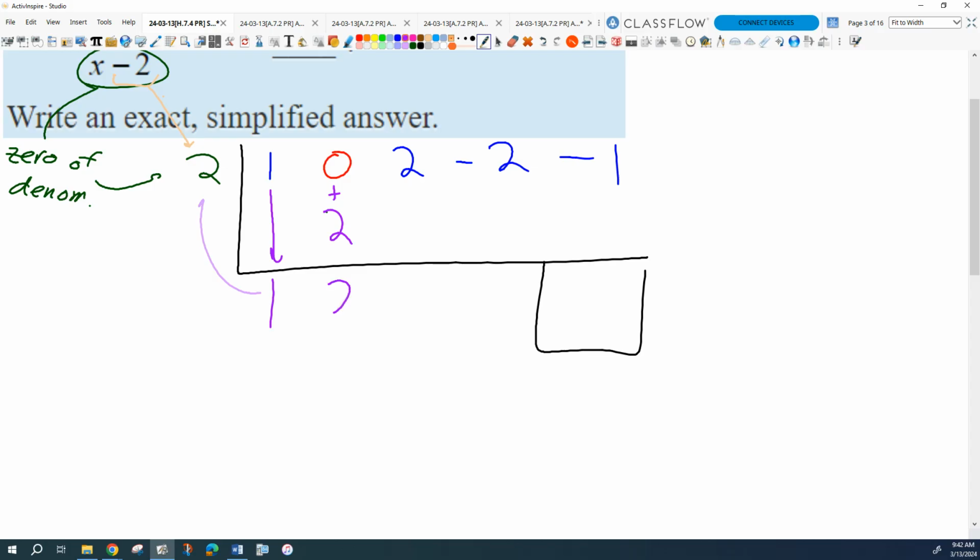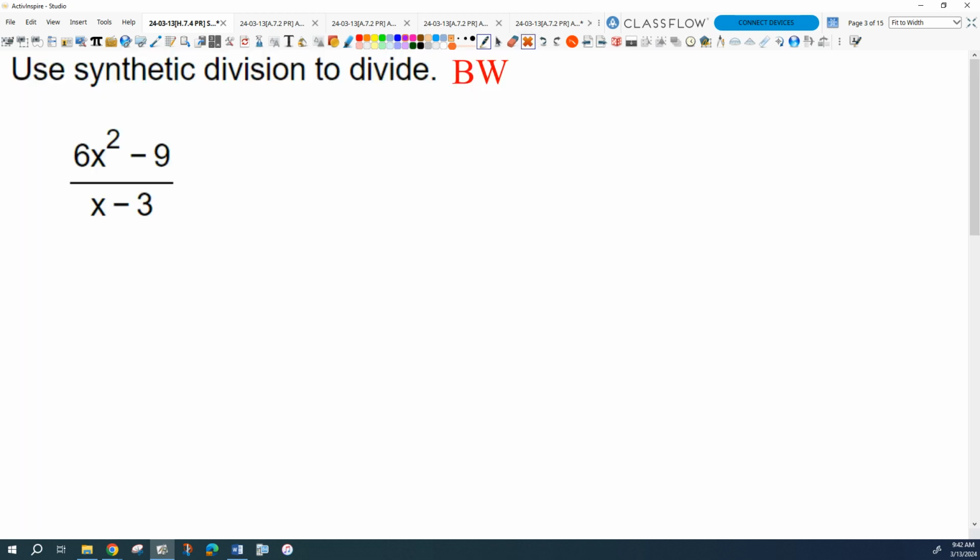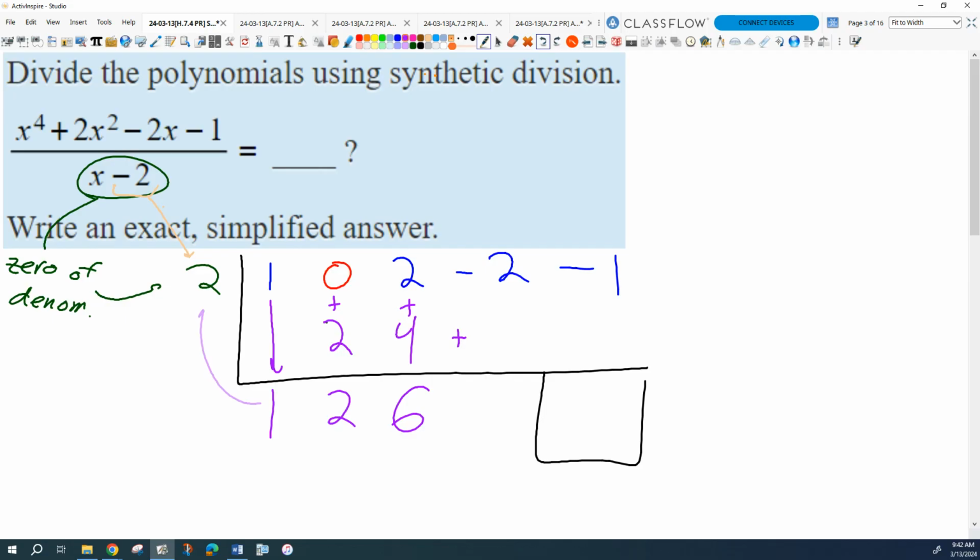2. Okay, well, I got a new number below the bracket, so what do I automatically do? Multiply by the 2 that's out front. 2 times 2 is 4, plus 2 is 6. Okay, which starts another cycle. Already got another number below. 6 times 2 is 12. Whoops, I don't need a plus there. We'll do that. 12. Add those up, what do I get? 10.